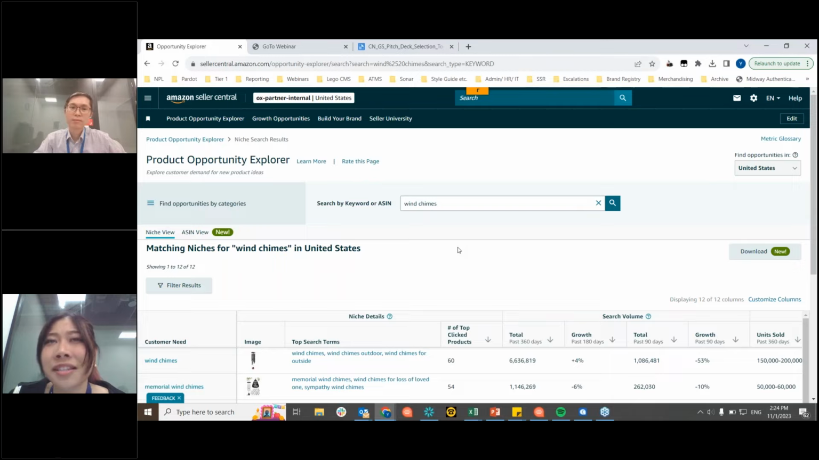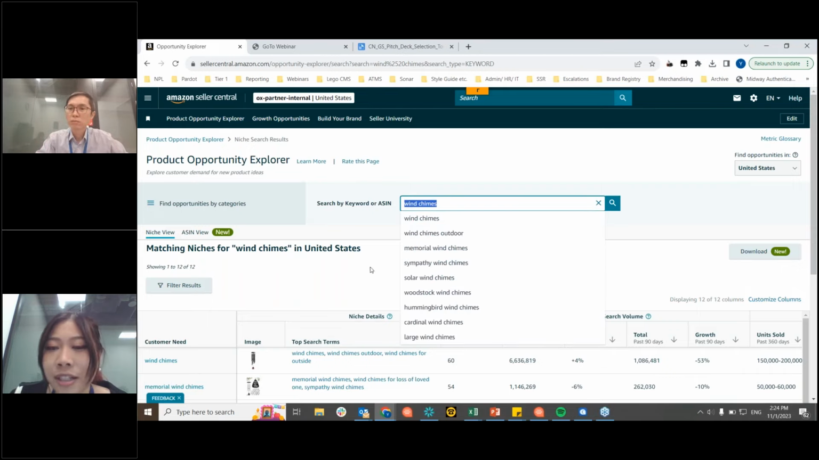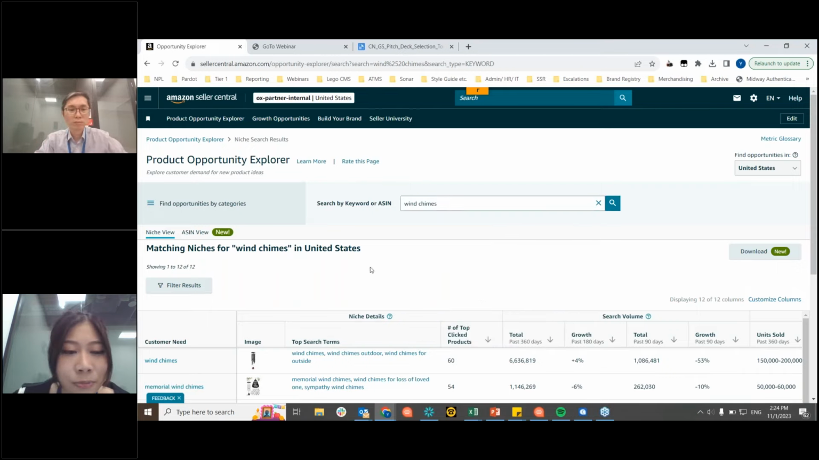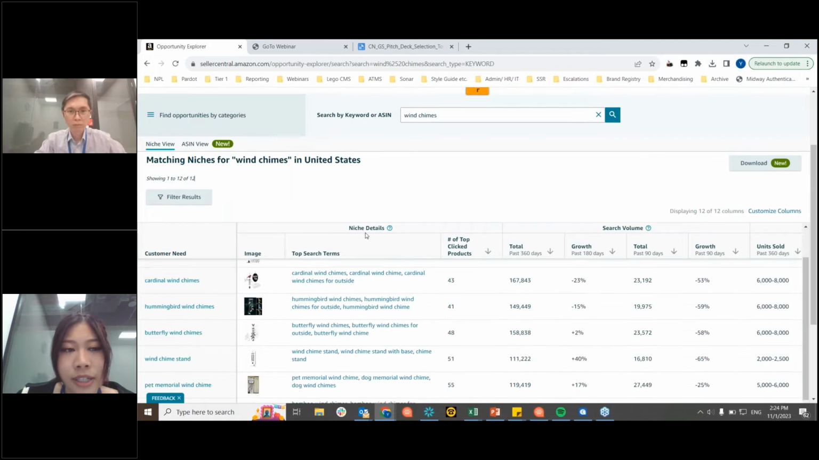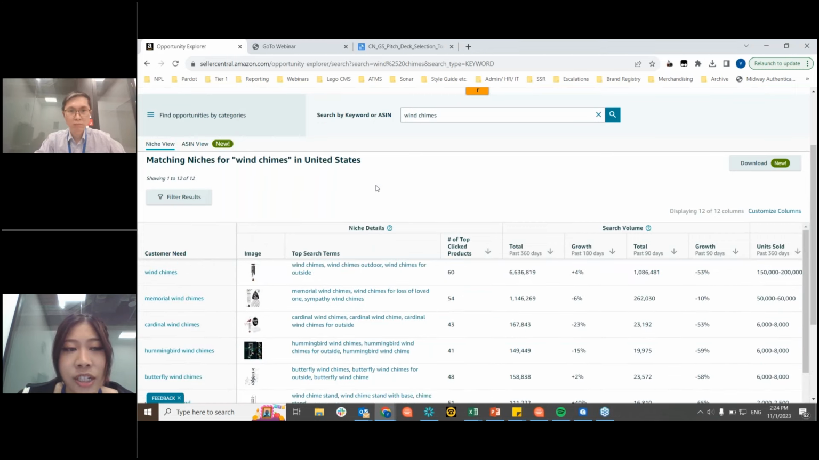So maybe this is something that you can consider bringing into the US, but it's also something that you need to drive more awareness of if you want to sell in the US. So sometimes you may not be able to search for a particular niche, just to let you guys know. So okay, after searching for wind chimes directly, you'll be able to see on the page over here that there are many matching niches for wind chimes in the United States.